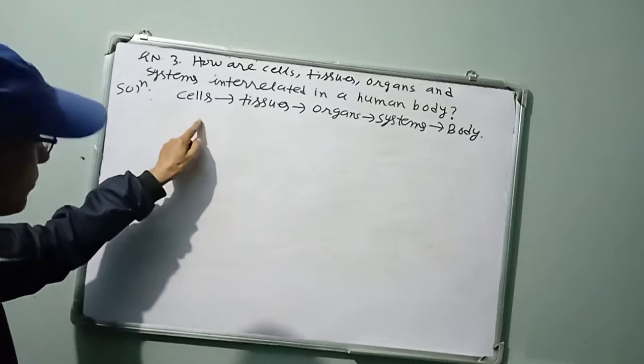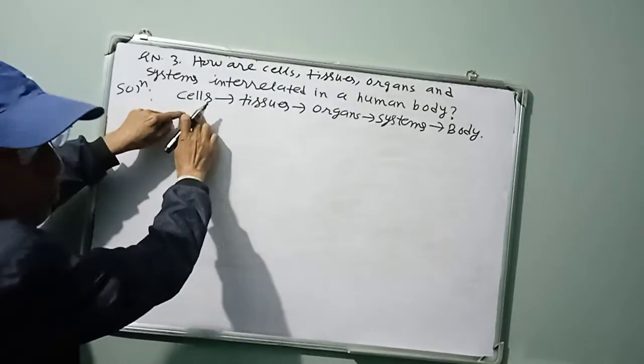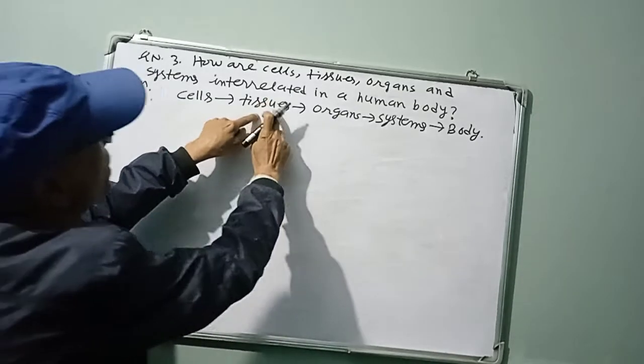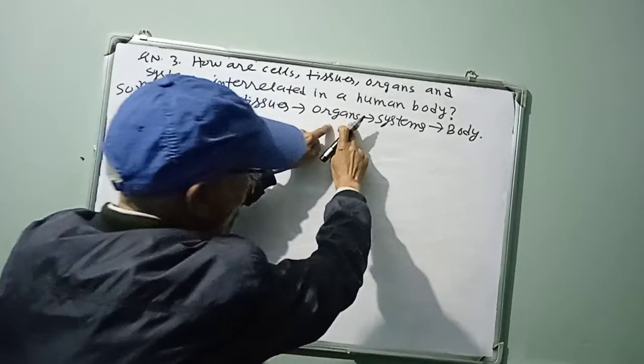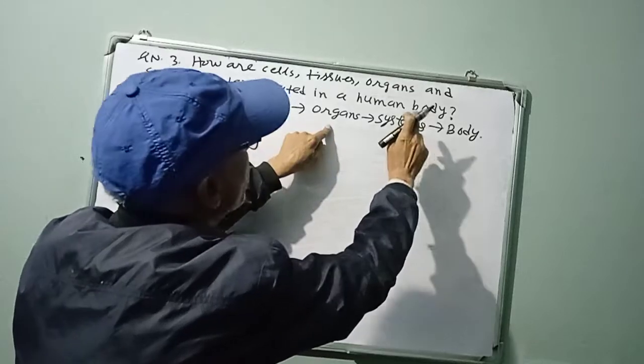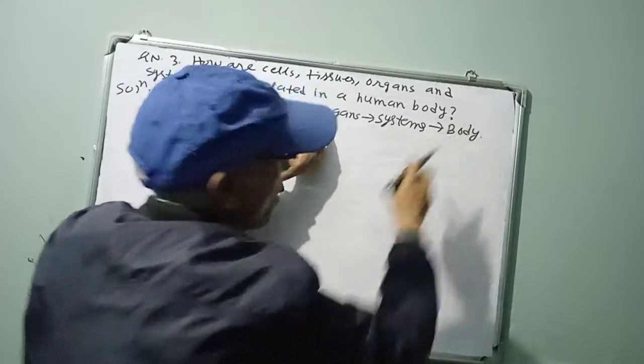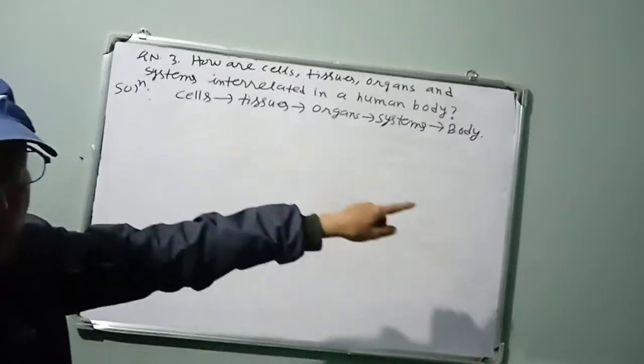It shows cells combine to form one type of tissue, tissues combine to form an organ, organs combine to form a system, and all the systems make our body, and all of them do their own function.